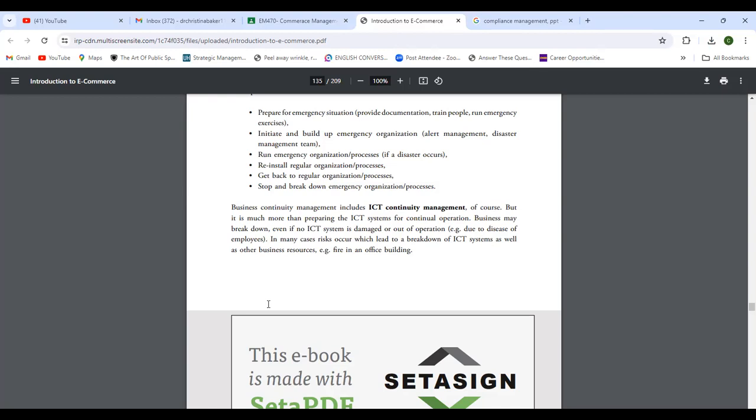Businesses may break down even if no ICT system is damaged, for example due to the illness of employees. In many cases, the risk that occurs can lead to the breakdown of the ICT systems as well as other business resources, like a fire in an office building.